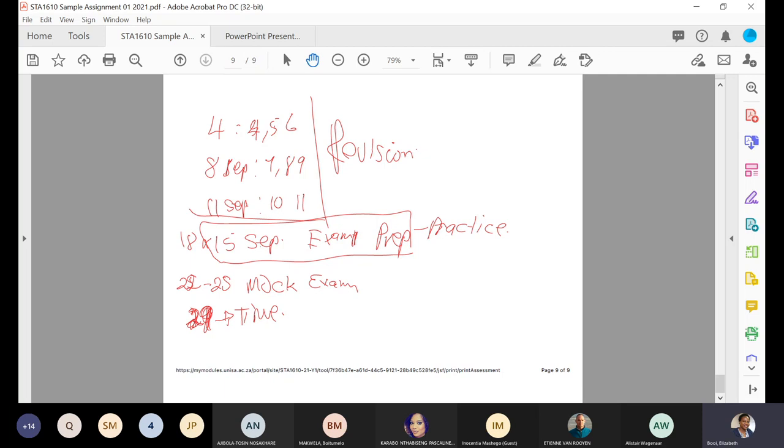It will only be those who have MyUNISA who can use that. But what I will do is also save the paper as a PDF and post it on the system or on the WhatsApp. I'll give it to you on WhatsApp, but I will only give it to you before you write the exam, because I want you to feel the pressure of the exam.